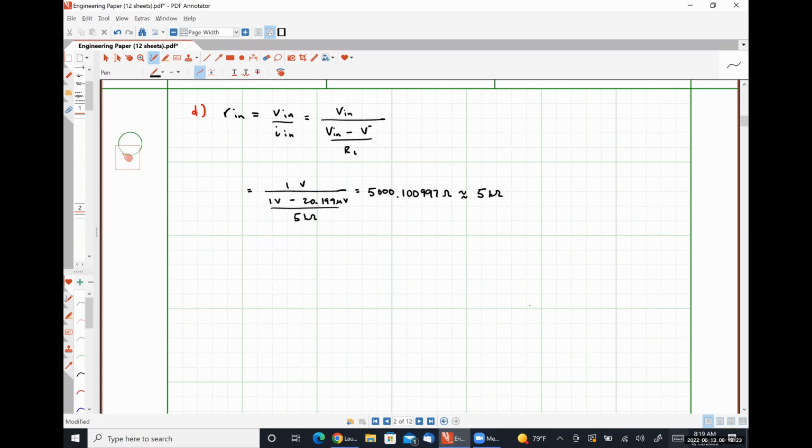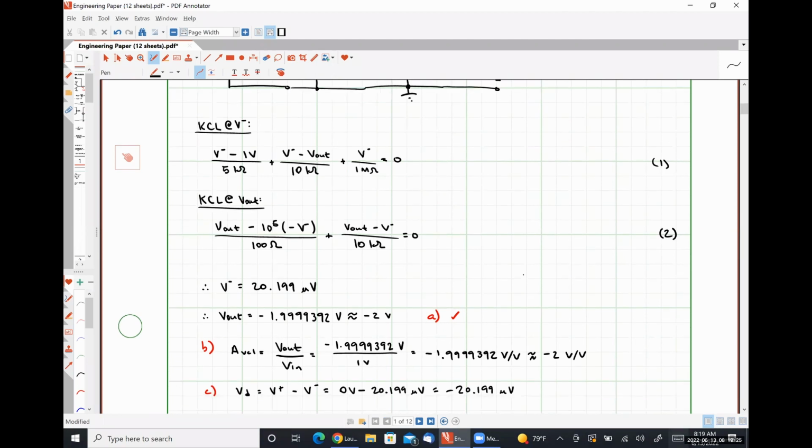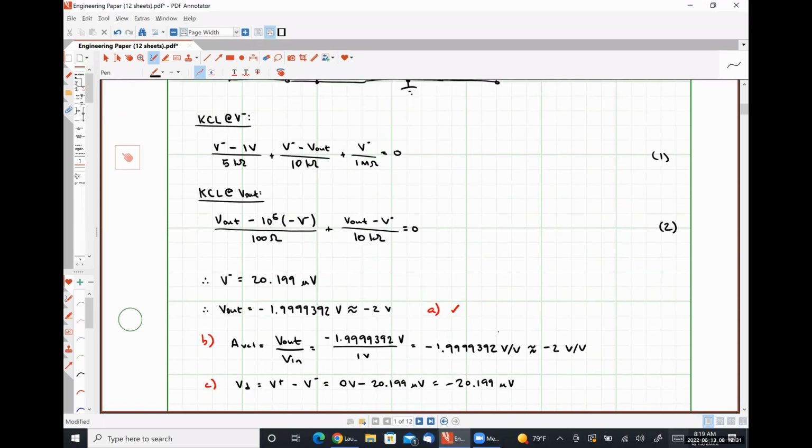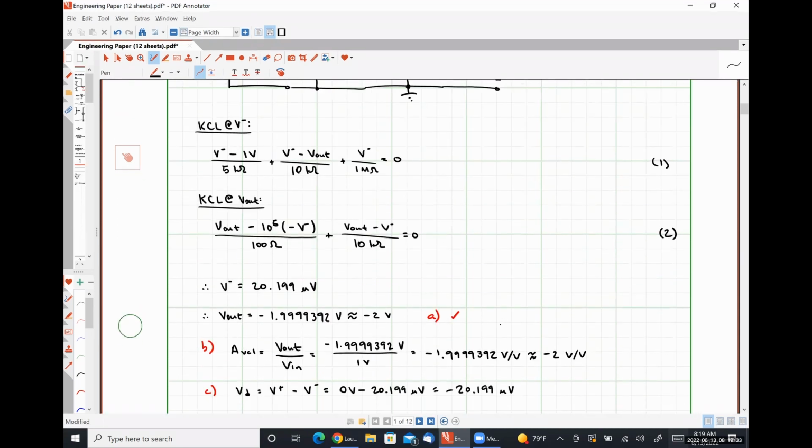All right, so let's scroll up here. So the question is, why is it 1 volt minus 20.199 microvolts? So when we solved for V minus, we got positive 20.199 microvolts. Yeah, you're looking at VD probably. Yep. Okay.